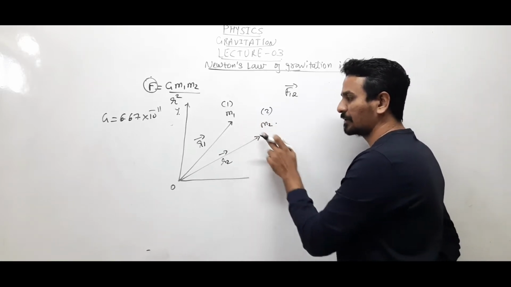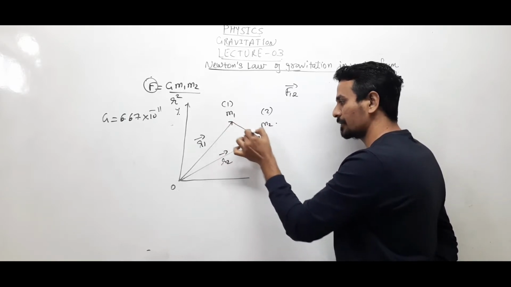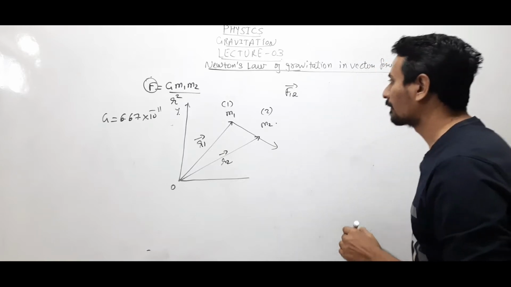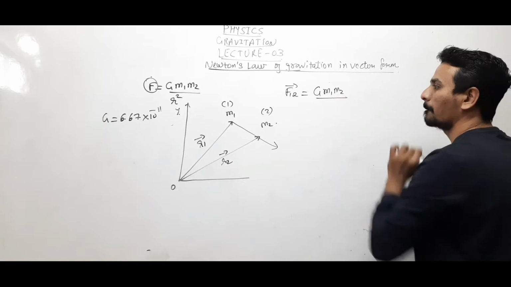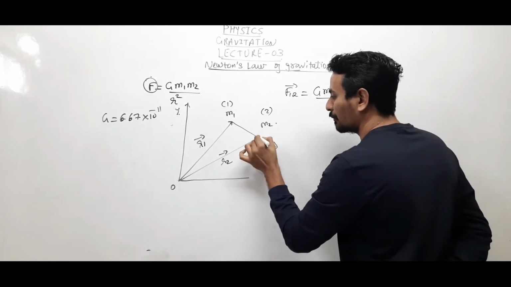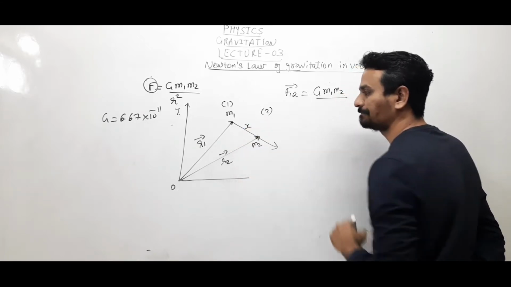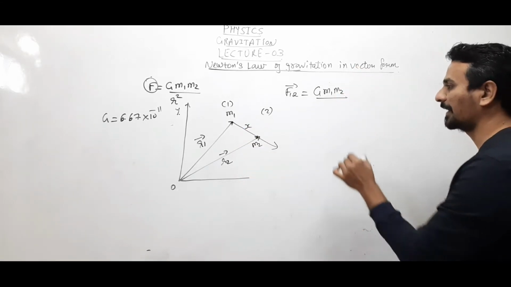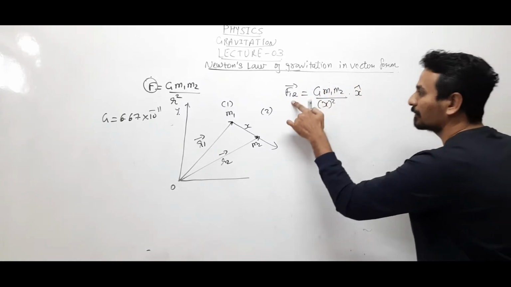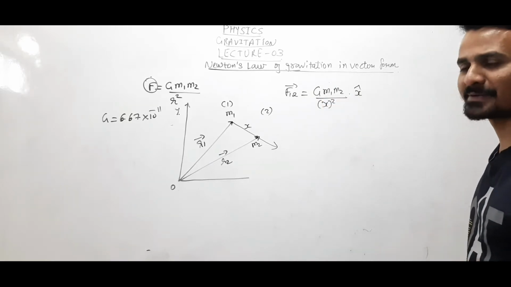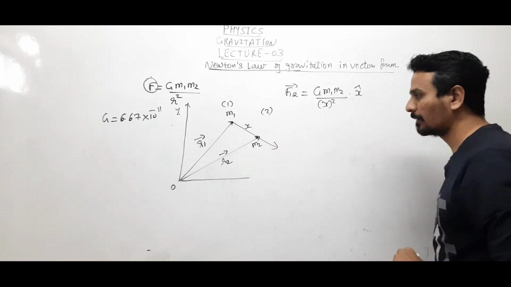So for the force on 1 because of 2, 2 will attract 1 towards itself, so the direction of force will be this way. So F12 is equal to G m1 m2 upon, let us say the distance between these two masses is x, so x square, into a unit vector. This unit vector is to show the direction of the force, because force is a vector quantity. Since the force is in this direction, the unit vector is along x.